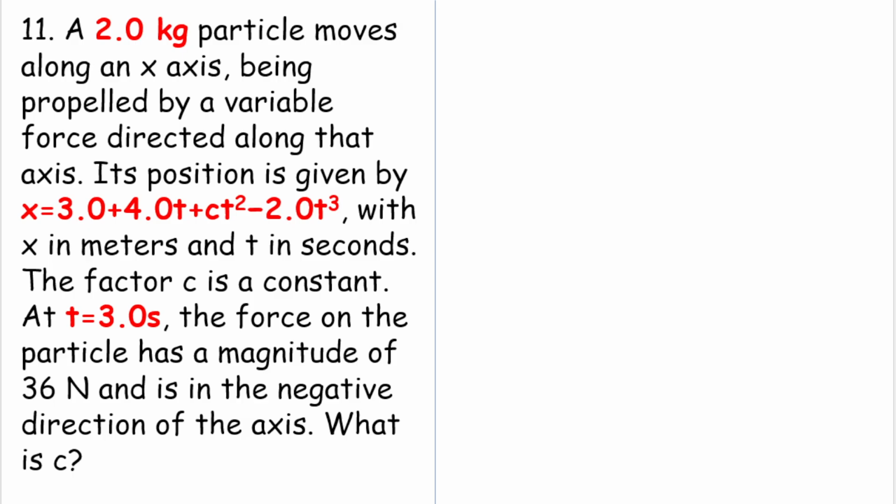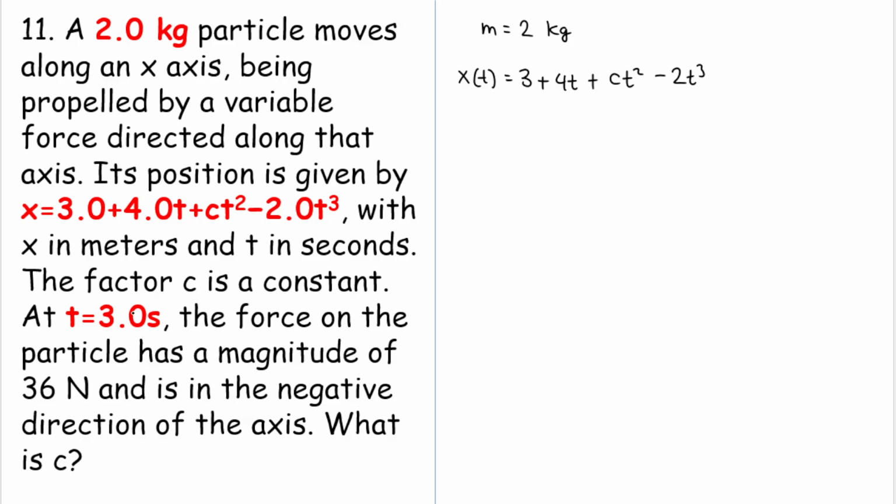A 2 kg particle moves along an x-axis. The mass of the particle is 2 kg, being propelled by a variable force directed along that axis. Its position is given by x(t) = 3 + 4t + ct^2 - 2t^3, with x in meters and t in seconds. The factor c is a constant.